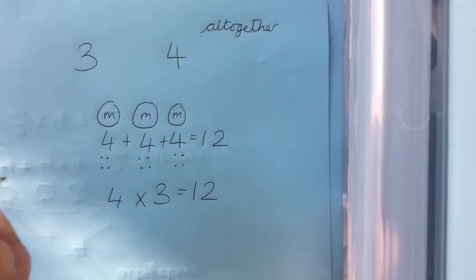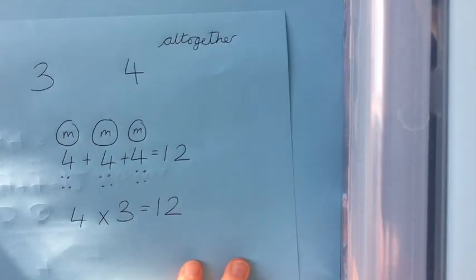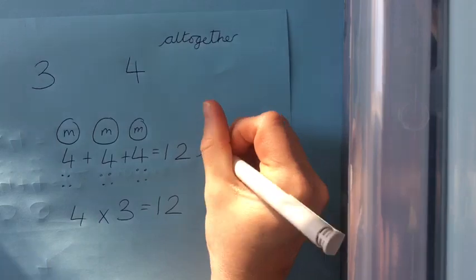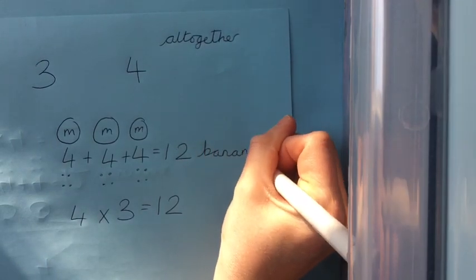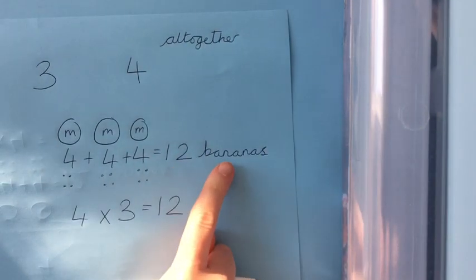3 monkeys have 4 bananas. Oh, but one thing I've forgotten. A word question needs a word answer. So I need to make sure I've written 12 bananas.